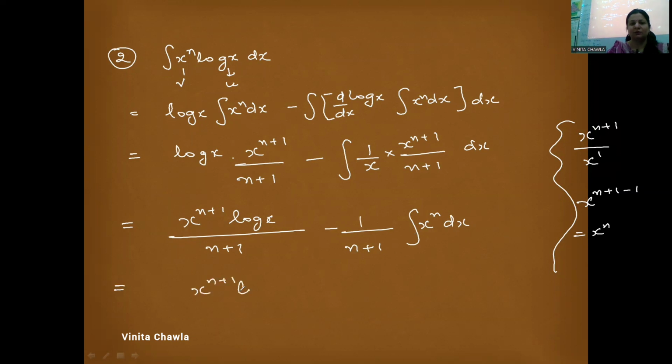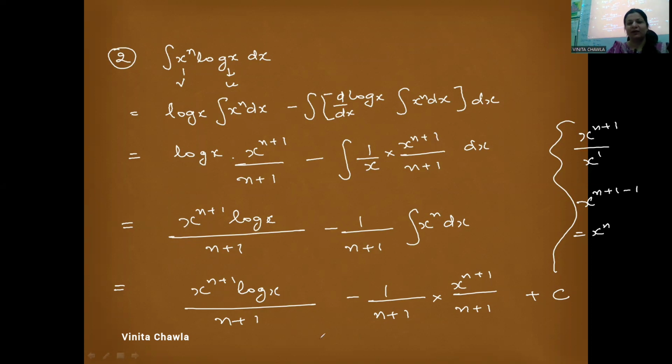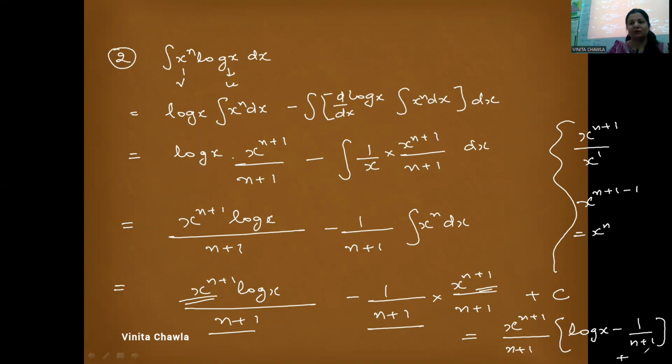x^(n+1) log x upon n+1 minus 1 by n+1, and this integral is nothing but x^(n+1) upon n+1, plus constant of integration. We can further write this by taking common, since this n+1 belongs to both and this x^(n+1) belongs to both. So we can write x^(n+1) upon n+1, and in the bracket we'll have log x minus 1 by n+1, plus constant of integration.